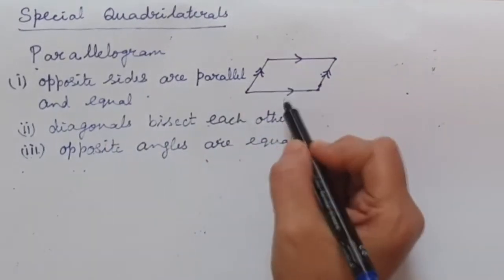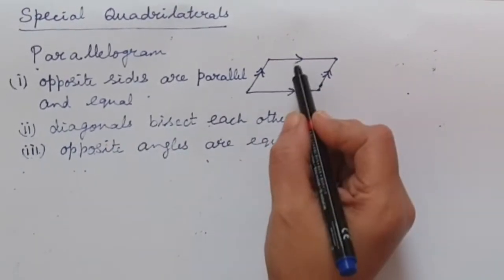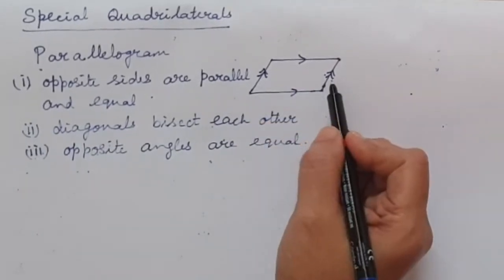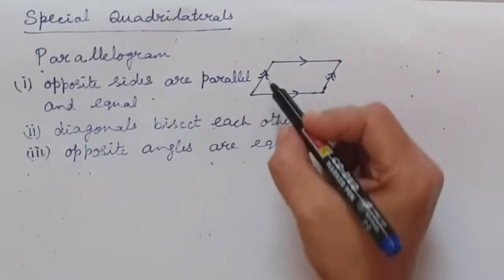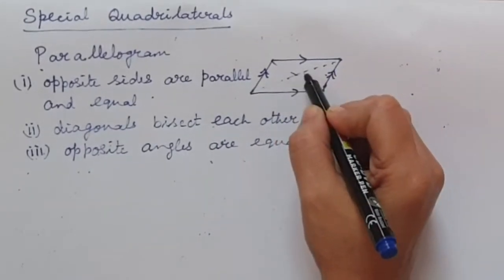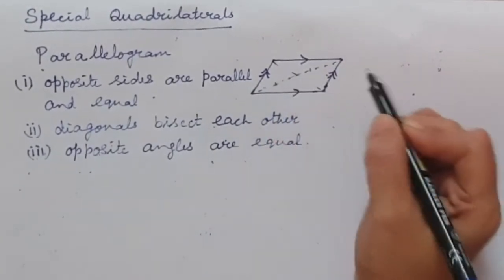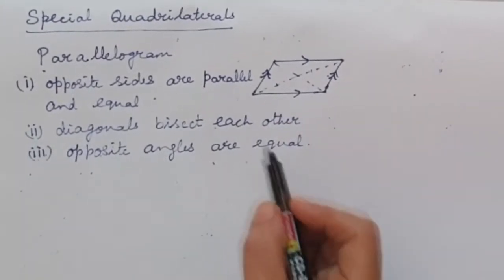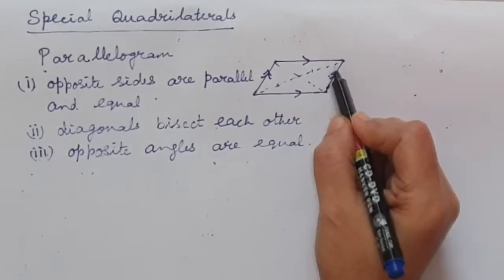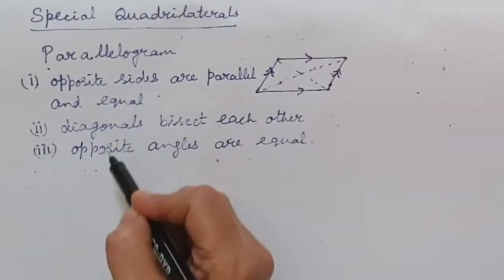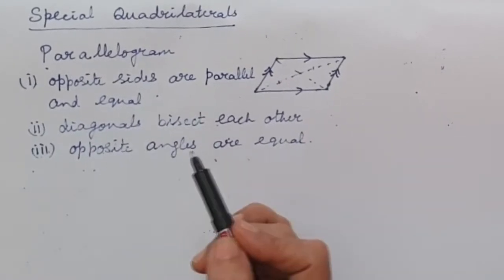Parallelogram. Here opposite sides are parallel and equal. That is, this set is represented with one arrow and this set of parallel sides is represented with two arrows. Diagonals bisect each other. That means if I draw a diagonal like this, the diagonals are bisecting each other. Opposite angles are equal. That is, this angle will be equal to this, and here also in the same way the opposite angles are equal. These are the three facts of a parallelogram.